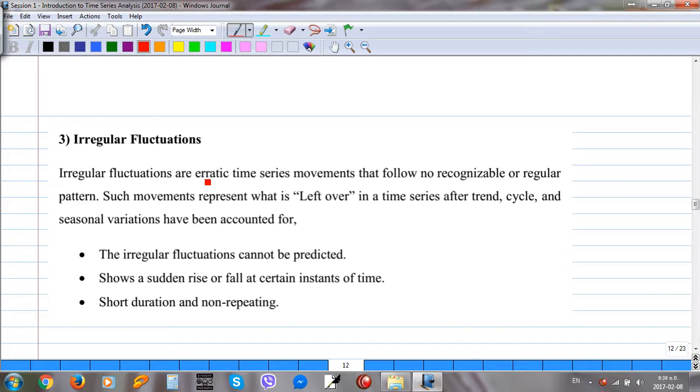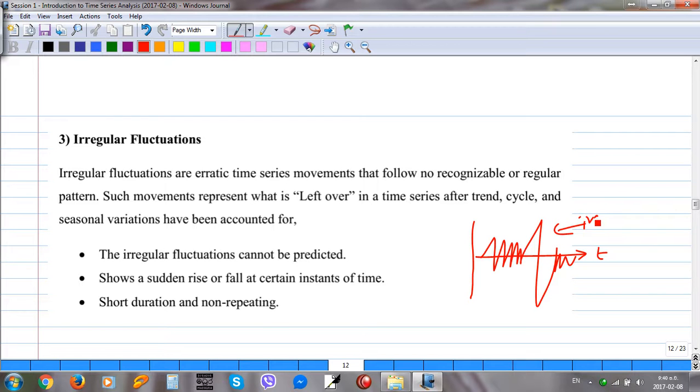Irregular fluctuations are erratic time series movements that follow no recognizable or regular pattern. Such movements represent what is left over in a time series after trend, cycle, and seasonal variations have been accounted for. The irregular fluctuations cannot be predicted; they show a sudden rise or fall at a certain instance of time, short duration, and non-repeating. It means if you can't identify either trend, seasonal variation, or cyclic behavior, then you have irregular fluctuation. As an example, if there is no specific pattern, then this is irregular fluctuation.